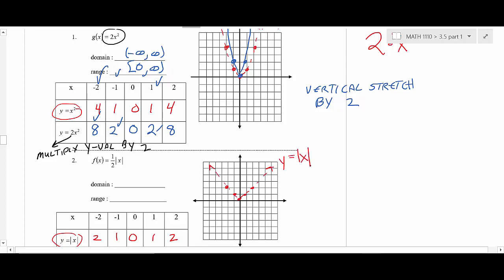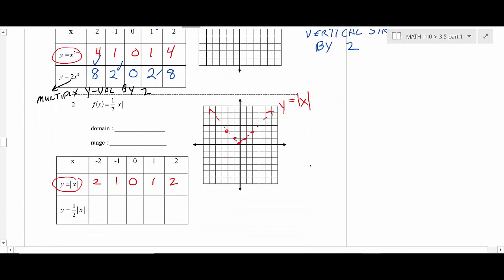Now, the half. What's going to happen with this half, it's not a bad idea to write this down. You just take 1/2 times all of the y values. So it's going to do the same thing the last problem did, but the fact that that's a fraction is going to have a different effect. So what you're doing is just doing half of the number. Half of 2 is 1. Half of 1 is a half. Half of 0 is still 0. That would be a half, and that would be 1. I'm multiplying all those numbers by a half.